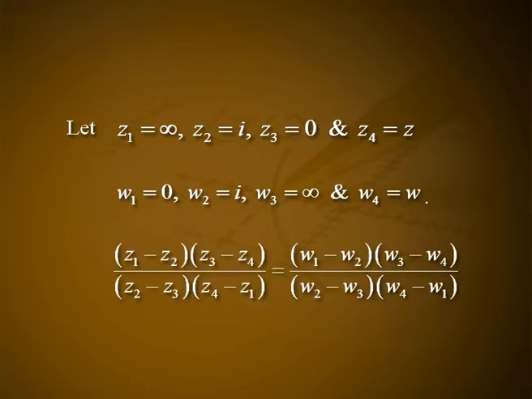(z1 − z2)(z3 − z4)/((z2 − z3)(z4 − z1)) = (w1 − w2)(w3 − w4)/((w2 − w3)(w4 − w1)), which implies (infinity − i)(0 − z)/((i − 0)(z − infinity)) = (0 − i)(infinity − w)/((i − infinity)(w − 0)), which implies −z/i = −i/w, which implies w = −1/z.